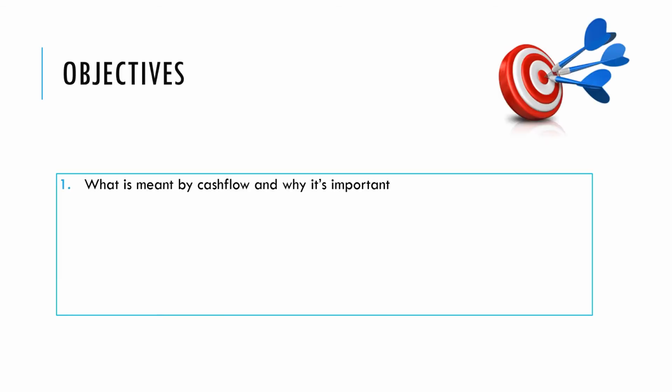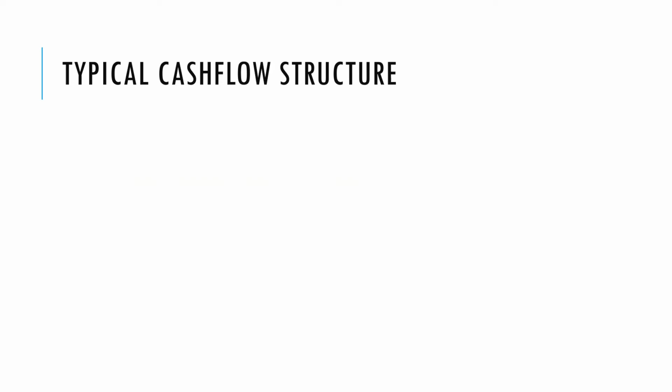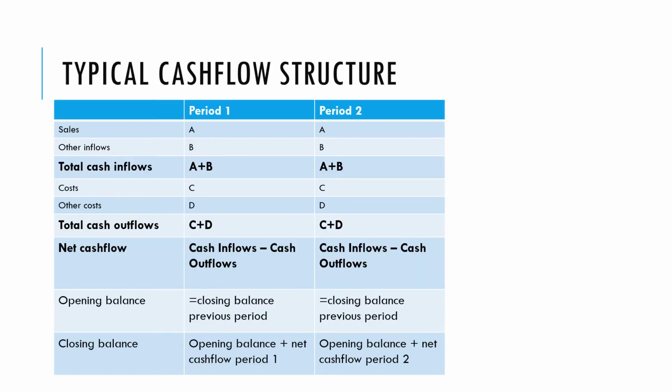So, we've looked at what is meant by cash flow and why it's important. We're now going to look at what is meant by cash flow forecasts, and how and why businesses do it. Typically, businesses will record their cash flow in a certain structure. If we have a look at this diagram here, we've got cash inflows first, sales and other inflows, A and B, and if you add all the inflows together, you get the total cash inflows. Then the business would normally list all its outflows, so costs perhaps and anything else that's a cash outflow, add them all together and you get the total cash outflows, C plus D.